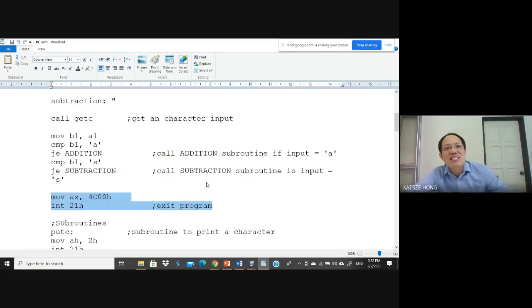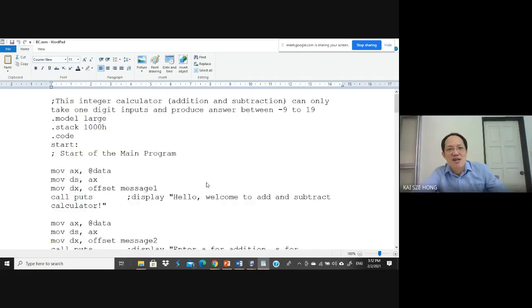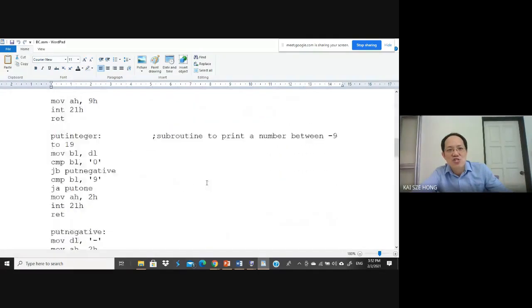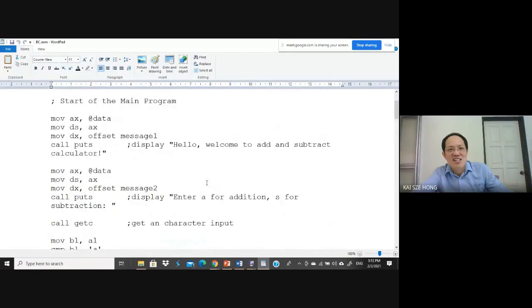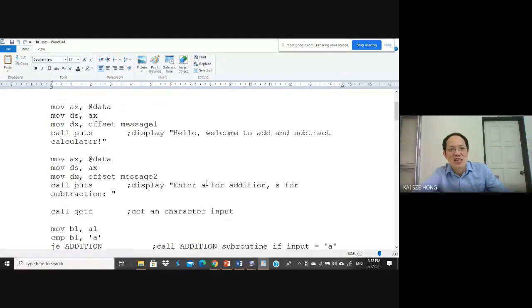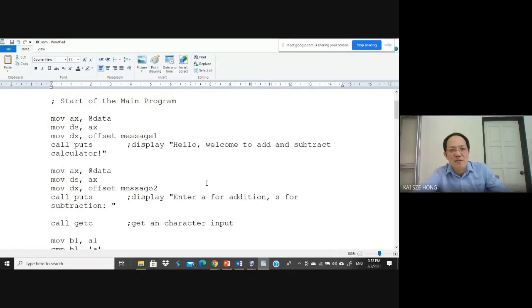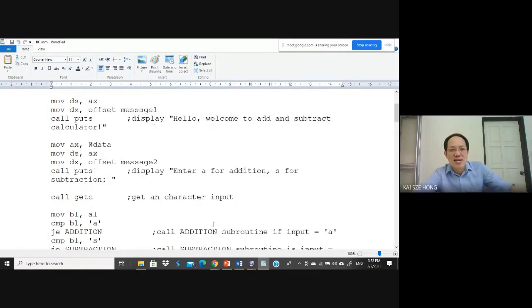So any question you want to ask? This is Intel assembly language. There are many subroutines here. Yeah, this is machine language, the language for the computer, assembly language. Any question you want to ask before we stop here?